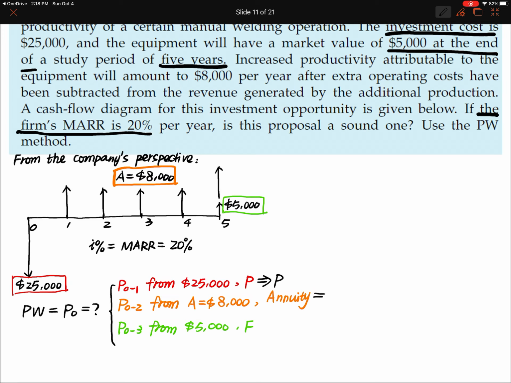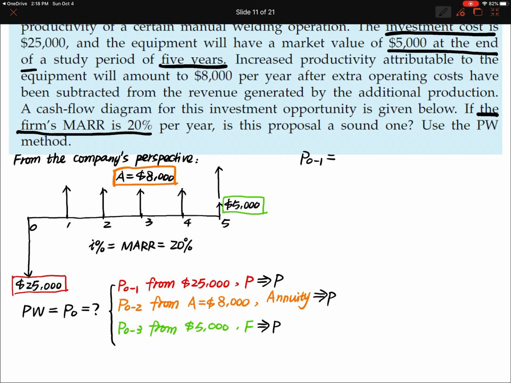All right. But you know you want to convert all the cash flows back to present. So you want to convert this to present. You want to convert this to present. You want to convert the future cash flow to present. That's your goal. So now let's do the conversion.